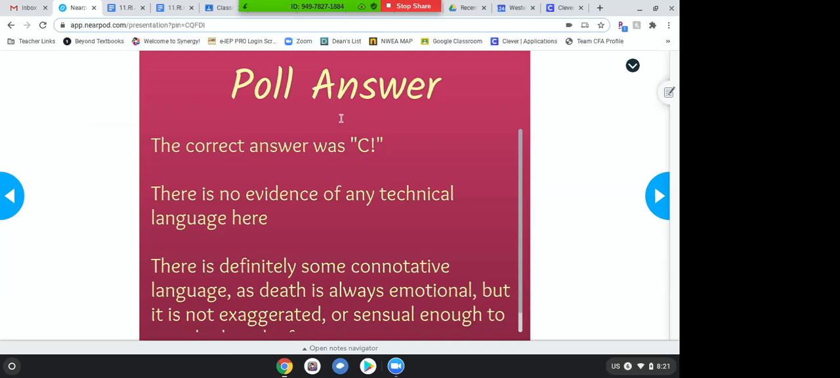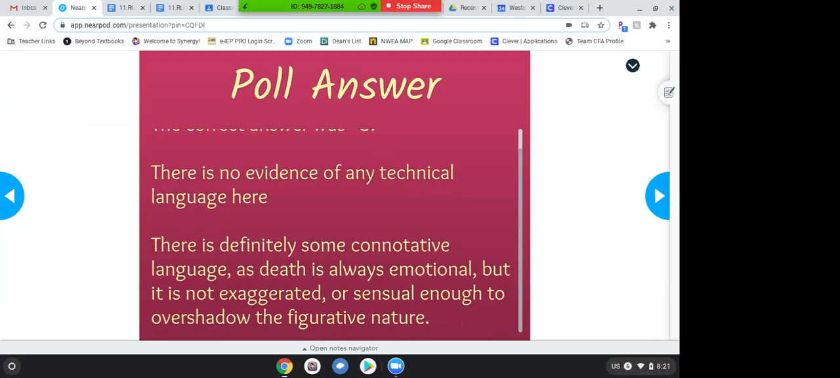And the answer is C. And the reason is, one, there's no evidence of any technical language here. So technical, you should have eliminated right away. And then you were between figurative and connotative. And there's definitely some connotative language. Death isn't always an emotional thing. But the author's not exaggerating here or using enough sensory phrases to make it so that connotative is the main one over figurative. And so it is figurative.